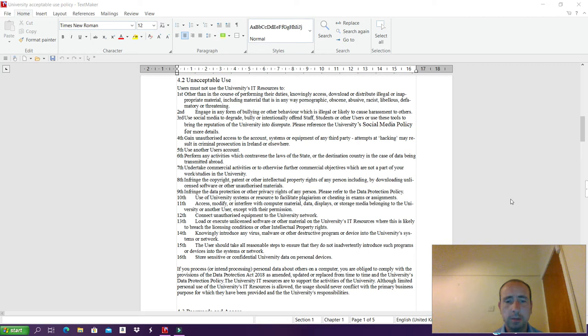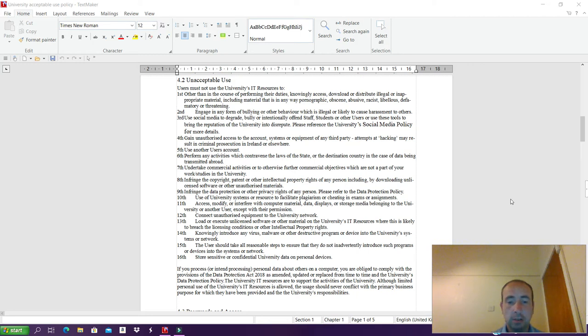Please refer to the data protection policy. 10th, use university systems or resources to facilitate plagiarism or cheating in exams or assignments. 11th, access, modify, or interfere with computer material, data, display, or storage media belonging to the university or other users, except with their permission. 12th, connect unauthorized equipment to the university network. 13th, load or execute unlicensed software or other material on the university's IT resources where this is likely to breach the licensing conditions or other intellectual property rights.